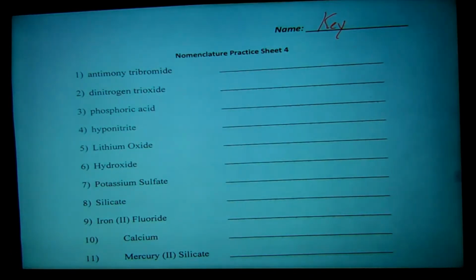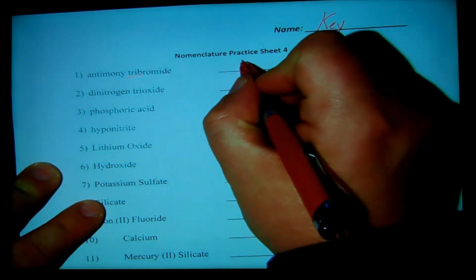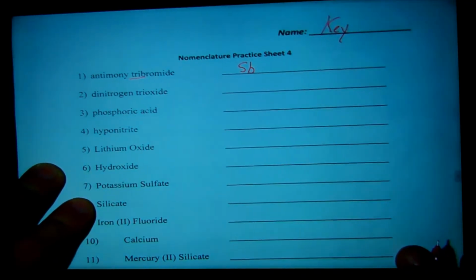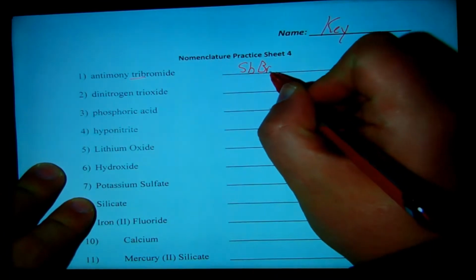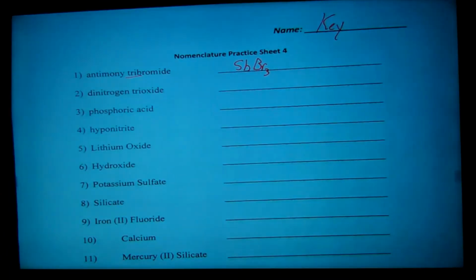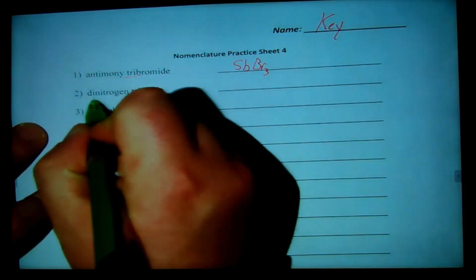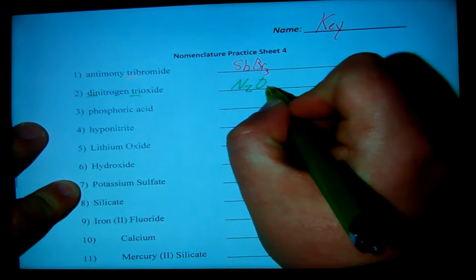So first thing we got, number 1, is antimony tribromide. The key here has a prefix, which tells me prefixes all the way throughout. Antimony is Sb, and there's no prefix with it, which means there must be 1. And I have bromide, tri is 3. So SbBr3. Moving from there, let's go to number 2. Dinitrogen trioxide, got those prefixes again, spells it out for us. So N2O3.